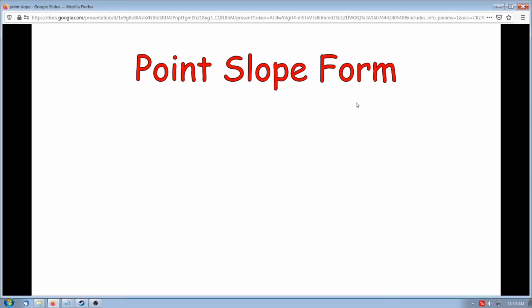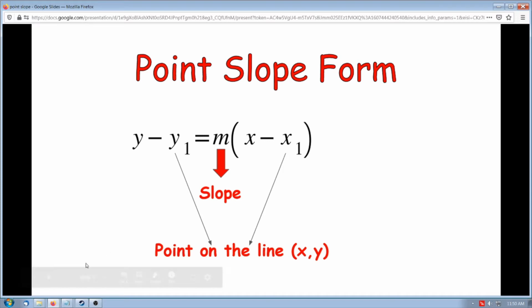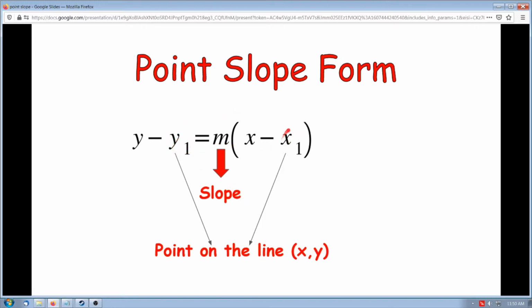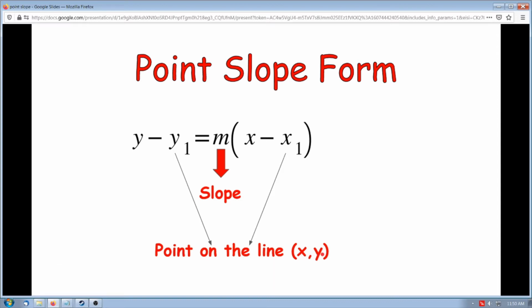Remember, the equation for point-slope form is y minus y sub 1 equals m times x minus x sub 1. And m, remember, stands for the slope. And then y sub 1 and x sub 1 are your points on a line. Remember, a coordinate point on a line is xy. I want to emphasize that: xy, even though in point-slope form it's y sub 1 first, then x sub 1. Remember, a coordinate goes x to y. So make sure you remember that.